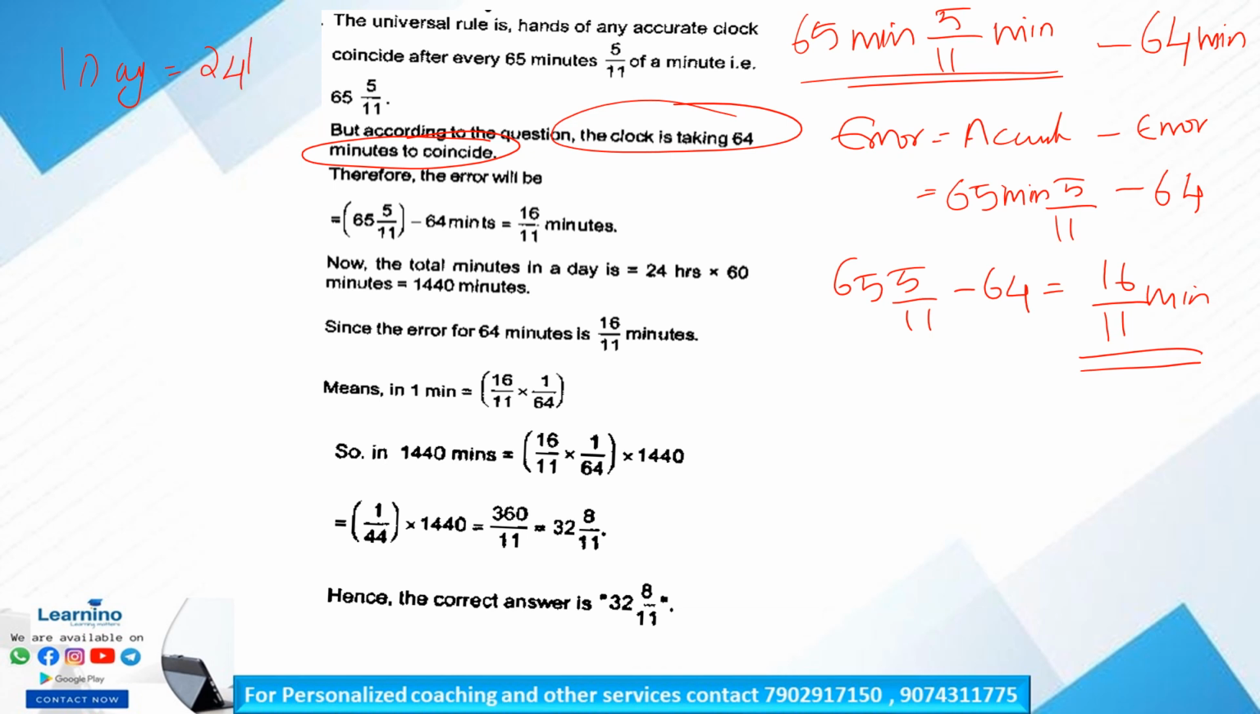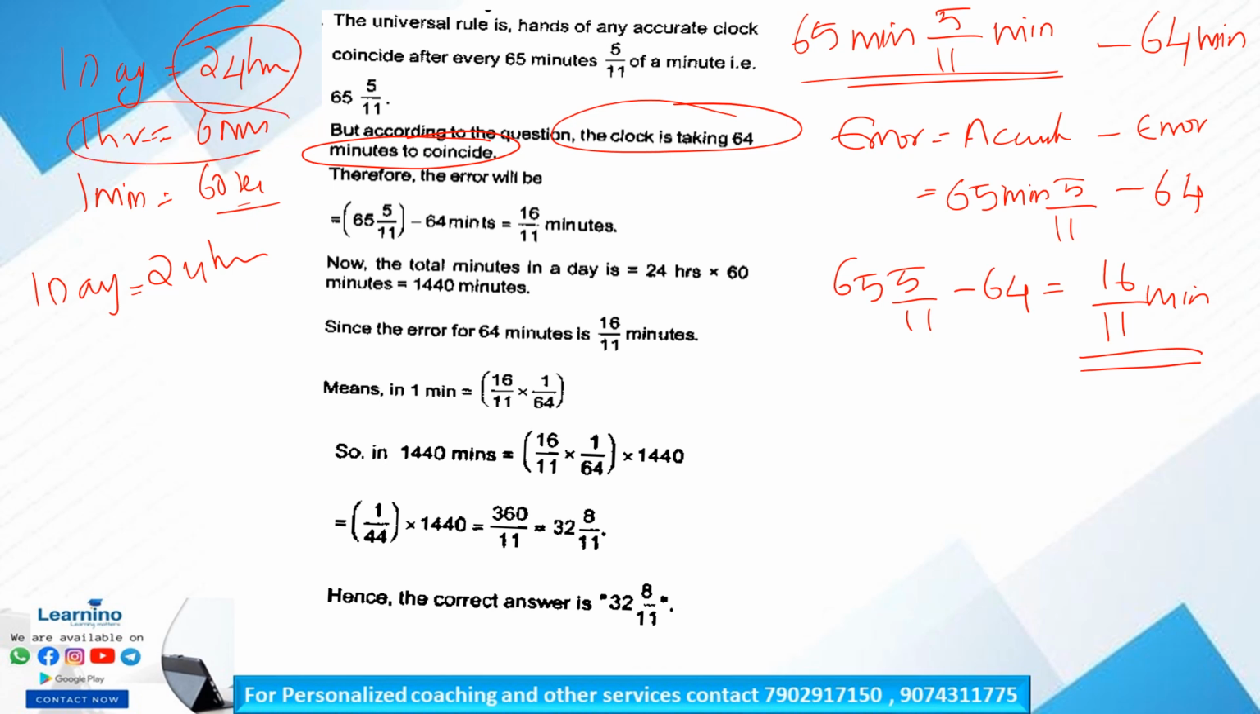Now, how many hours are there in one day? It is 24 hours. 1 hour is equal to 60 minutes, and 1 minute is equal to 60 seconds. We all know that. So for one day it is 24 hours, and for one day, how many minutes are there? It is 24 into 60, that is equal to 1440 minutes in one day.